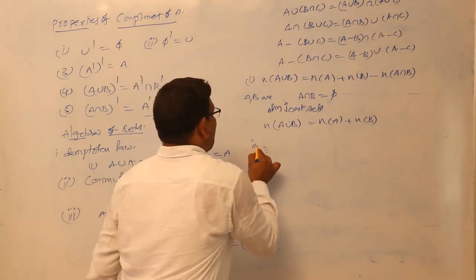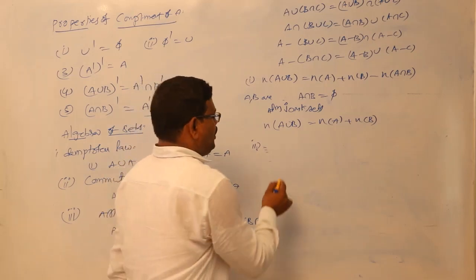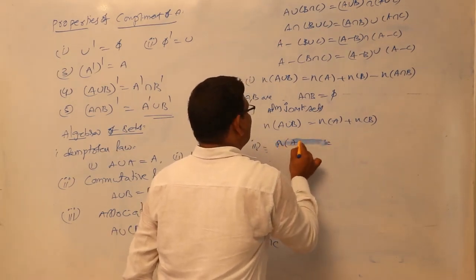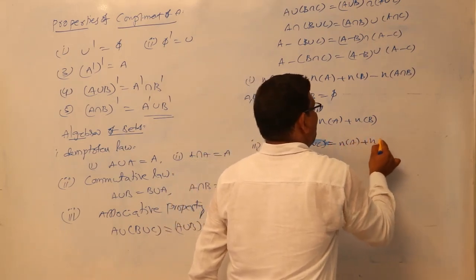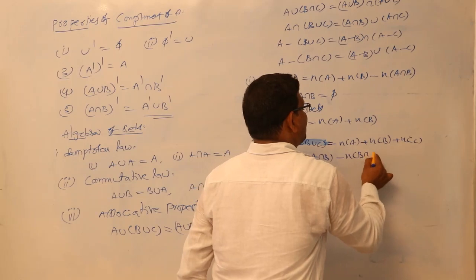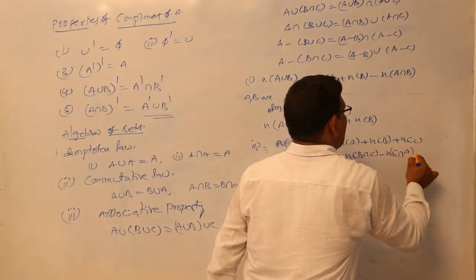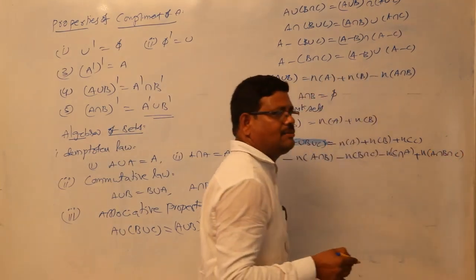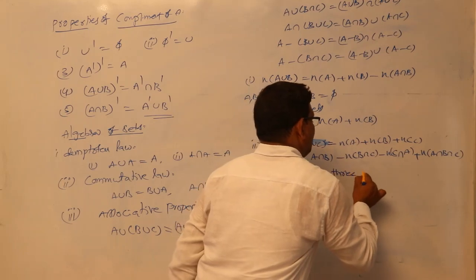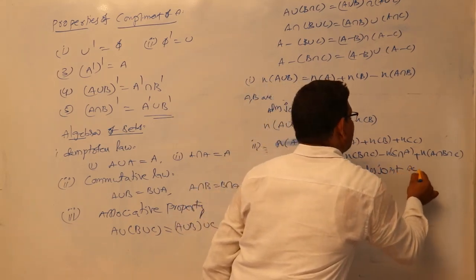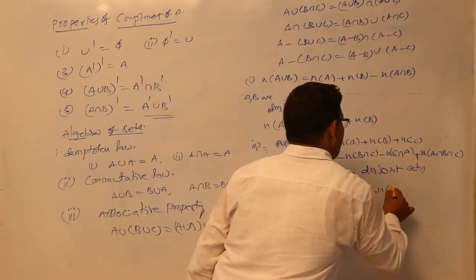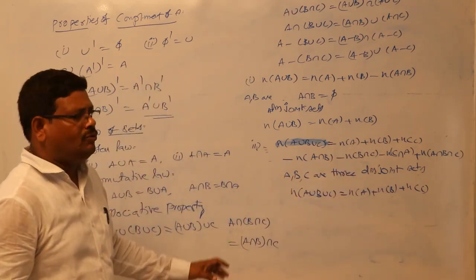And if A, B, C are three sets, the number of A union B union C equals number of A plus number of B plus number of C minus number of A intersection B minus number of B intersection C minus number of C intersection A plus number of A intersection B intersection C. If A, B, C are three disjoint sets, then the number of A union B union C equals number of A plus number of B plus number of C. In this way, we will solve all the problems.